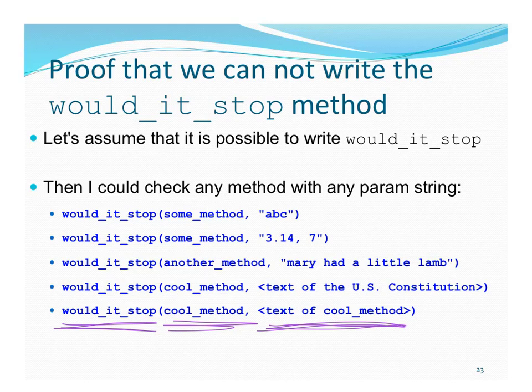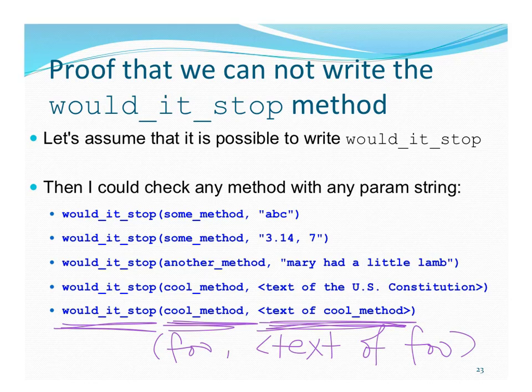Just like I did with the specific examples, like with Loopy, when I just quoted all of the contents of Loopy, all the text of Loopy, and passed it in. I could pass cool method in with the text of cool method. I could run it on the method foo and pass in as a parameter the text of foo. Right? These less than and greater than signs are with me here, right? These are just to say, replace this with the text of cool method, replace this with the text of the U.S. Constitution, replace this with the text of foo. But I could do this, right? I could run would it stop on a method with its own text if I wanted to.